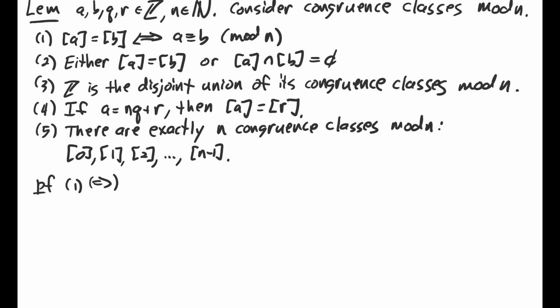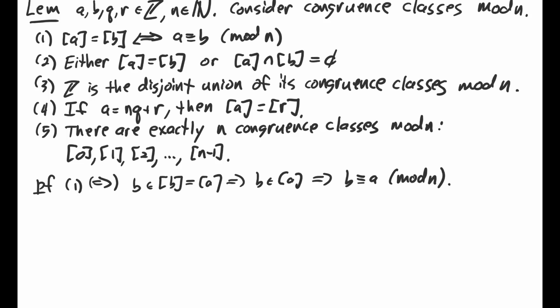Here we're assuming the congruence class of A is equal to B. So by definition, of course, B is an element of the congruence class of B because it differs by a multiple of n. And since that's equal to A, that means that B is an A, which means that simply B is congruent to A, mod n. So just by definition, we get that.